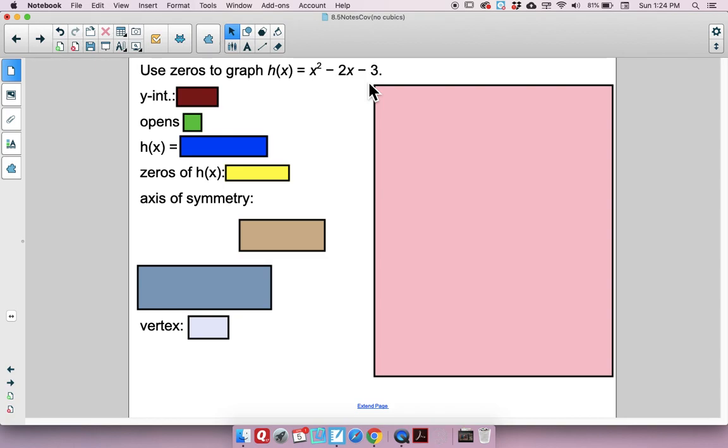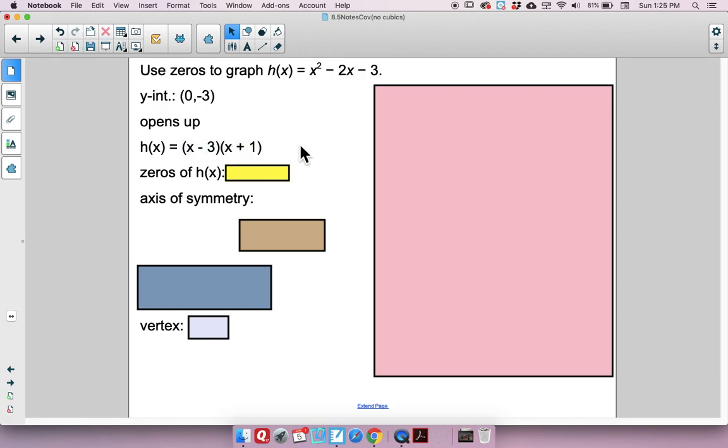Okay. So, what do we know? Well, we know x-intercept is 0, -3, right? Because that's what's here when it's in this form. Okay. What else do we know? It opens up, right? Because A is a positive 1, okay? We need to figure out the zeros, right? Because it said to use the zeros. So what would we need to do with this? Hopefully you said factor.